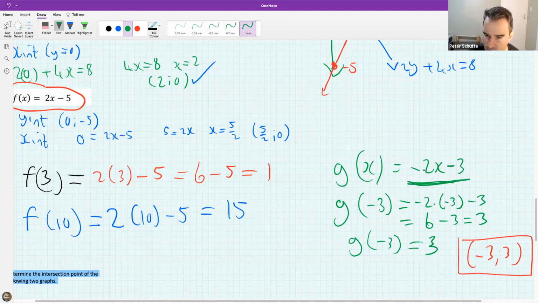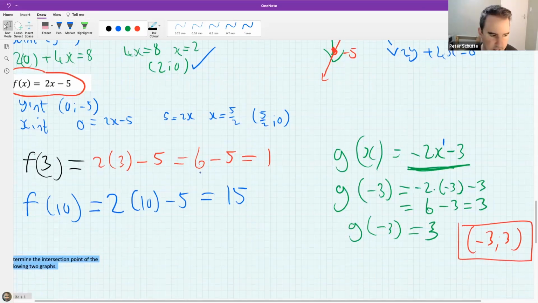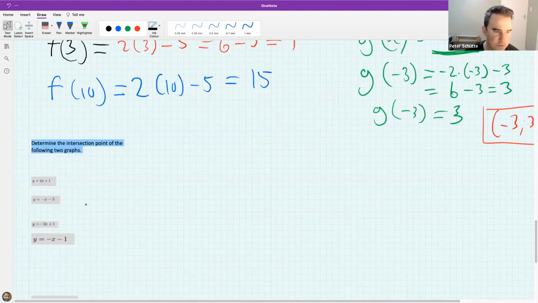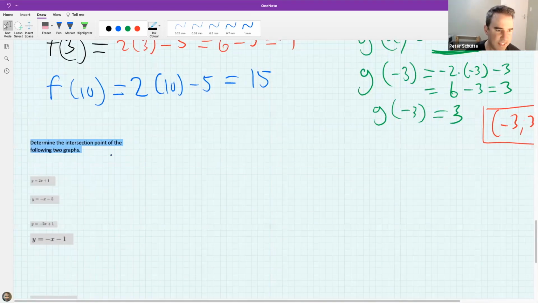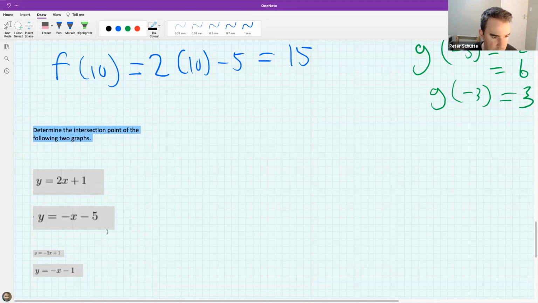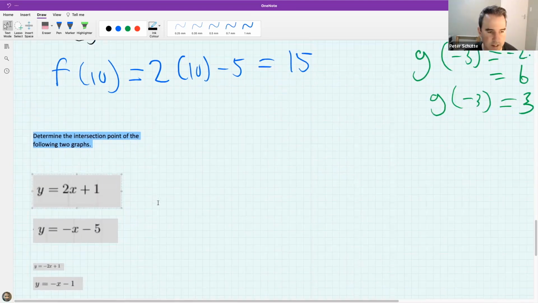And this is still a straight line because the x has a power of 1. Okay, last little bit for today is what happens if you have 2 straight lines and you want to find where they intersect algebraically. So I'm going to not find the point using visual, but rather using algebra.